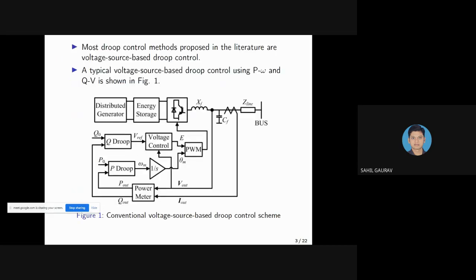Most droop control methods proposed in literature are voltage source based droop control. This is because current source based droop control cannot provide a voltage source for an islanded microgrid. And a typical voltage source based droop control using P-omega and Q-V is shown in this figure number 1.